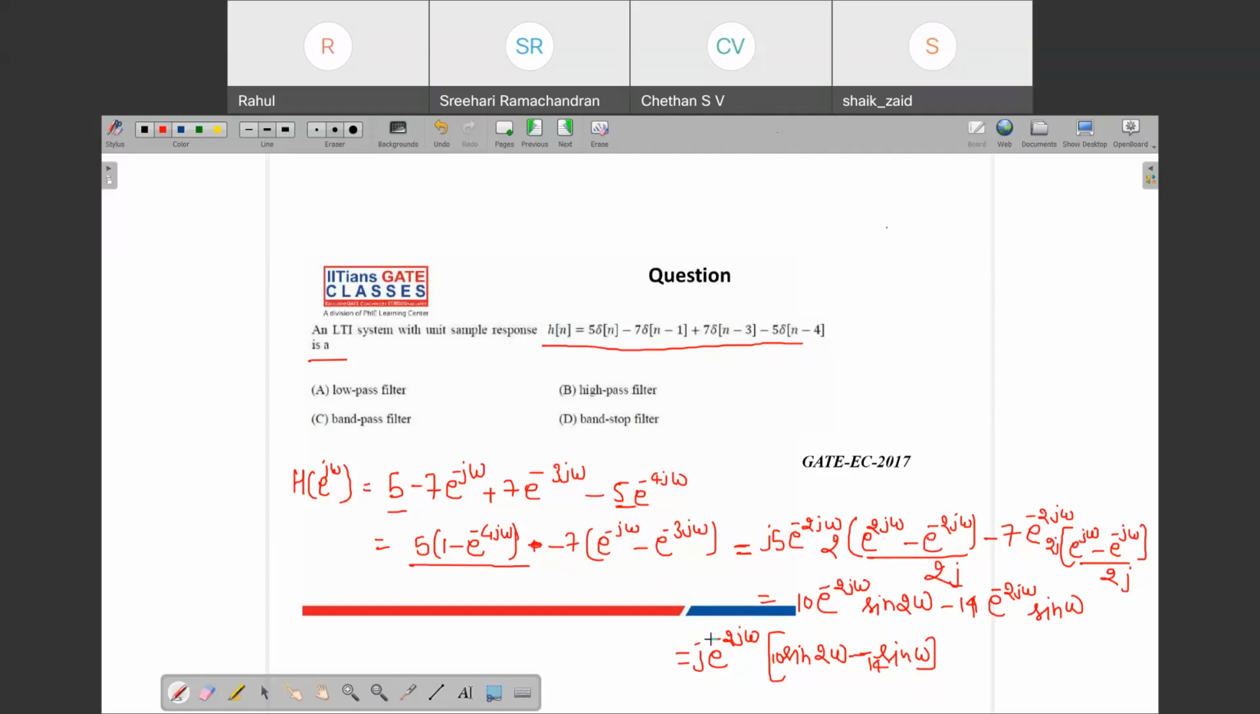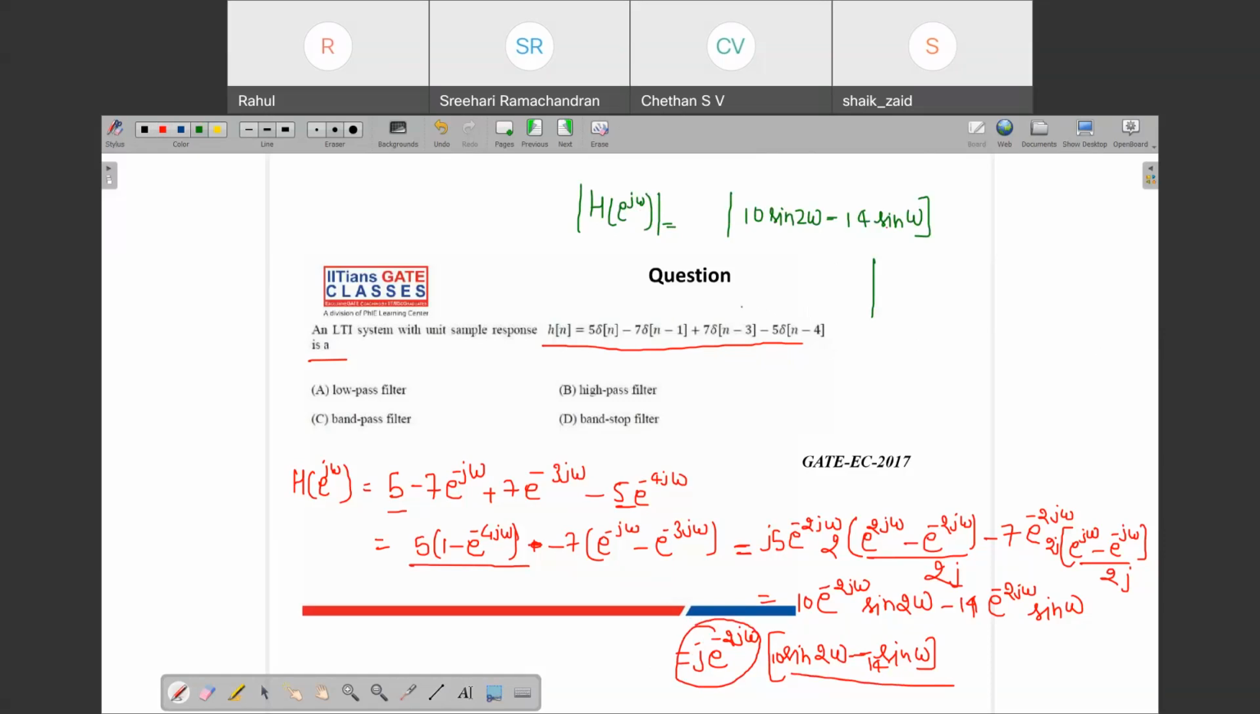Okay. Now we need to take the magnitude of this and then plot it. So once you take the magnitude, you can remove this term here, completely. It will be simply the mod of this 2. So the mod of H of e to the power j omega will become mod of 10 sine 2 omega minus 14 sine of omega. Okay. So when you plot this, let's start.